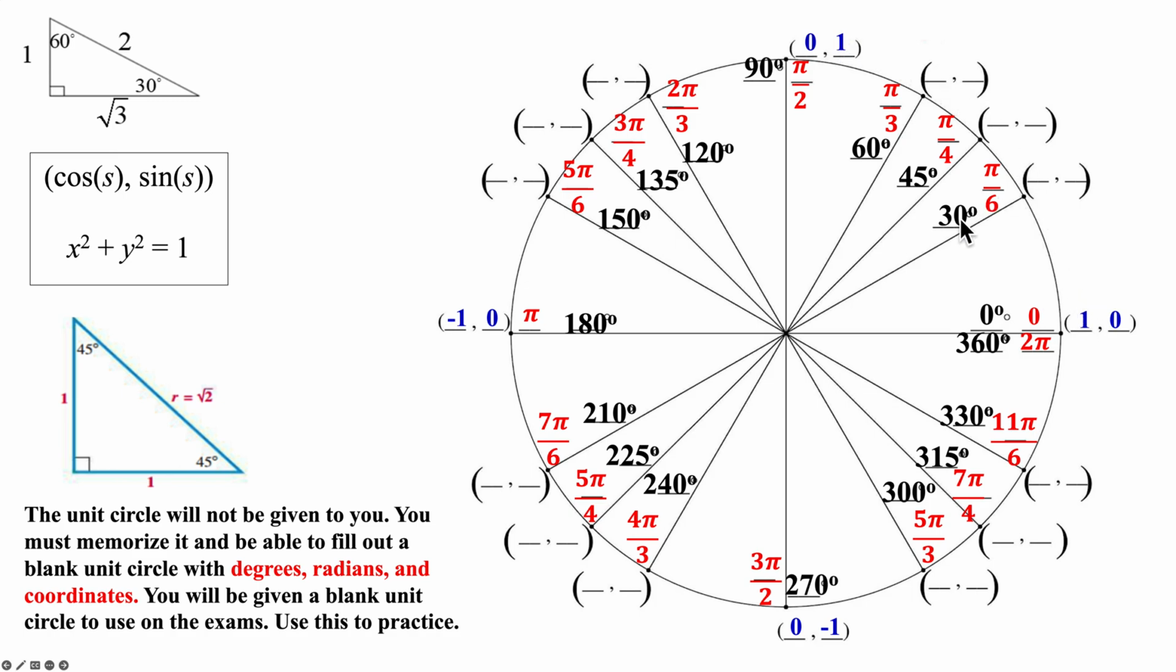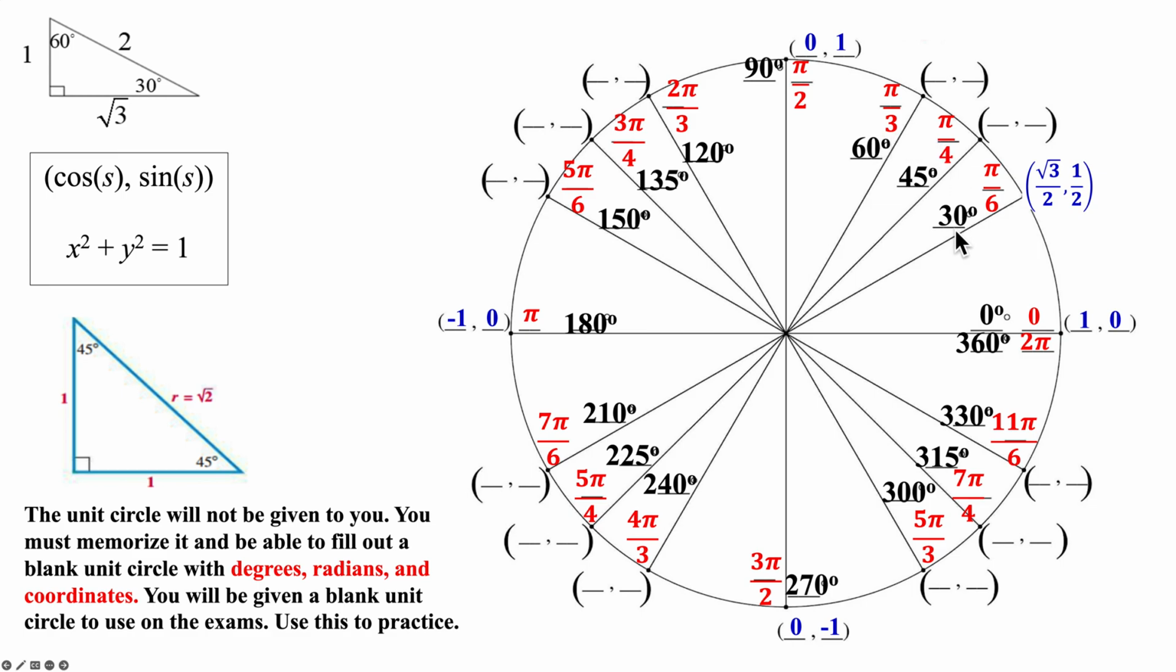So 30 degrees. X coordinate is cosine. Go to 30 degrees. Adjacent over hypotenuse. Square root of 3 over 2. Y coordinate, sine, 30. Opposite 1 over 2. Bam. There's my ordered pair for that point on my unit circle. Now the next one, I don't have memorized, I build it, is 60 degrees. Your cofunction identity. Sine of 30 is the same as cosine of 60.